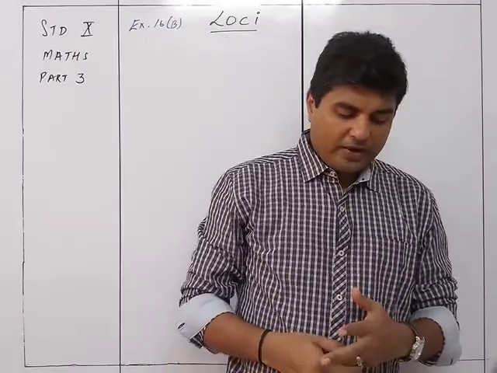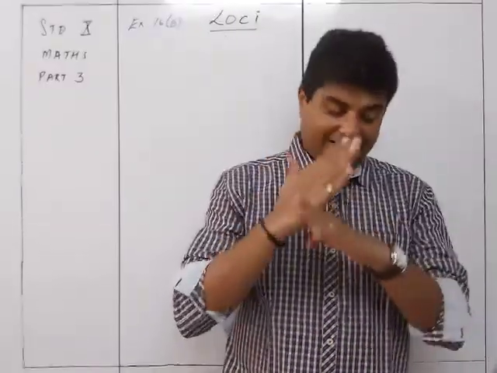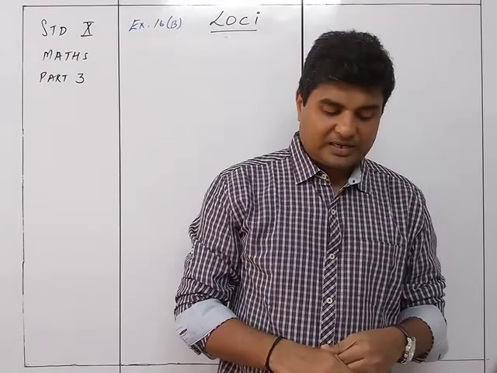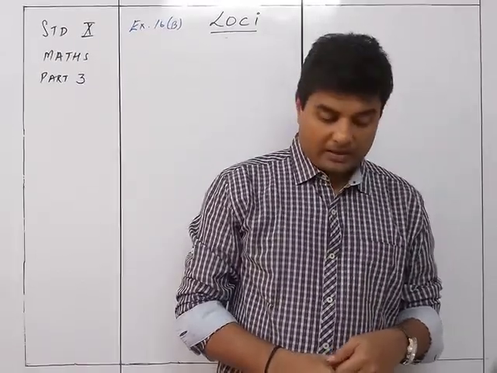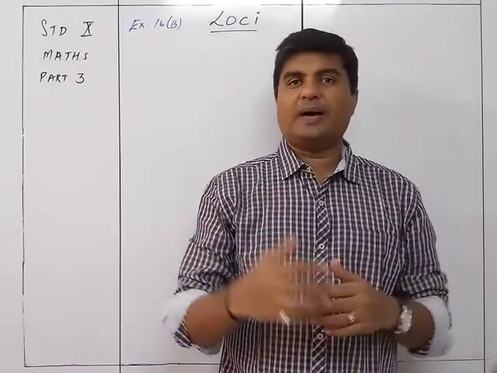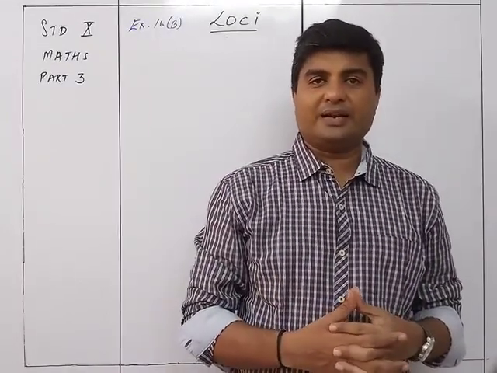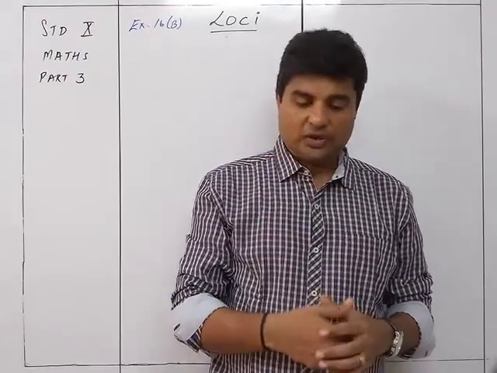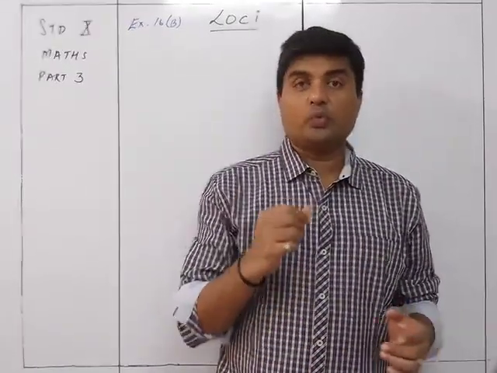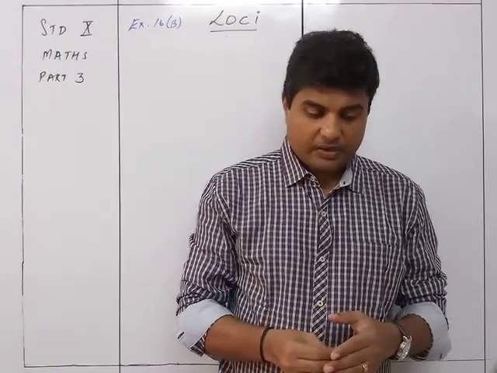The locus of the point which is equidistant from two intersecting straight lines consists of a pair of straight lines which bisect the angles between the given pair. So the angle bisectors of the given pair of intersecting lines will be the locus of the point which is equidistant from the two lines.